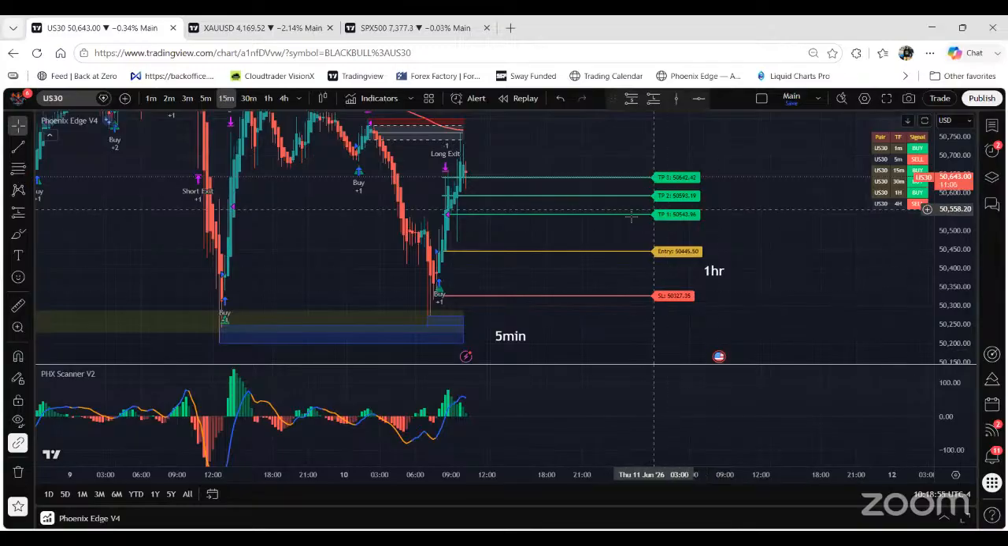So it takes out all the guesswork. Once you find your entry, again, the entry is given to you. It's going to give you when to get in, where to get out, 3 different places, and where to place your stop loss.